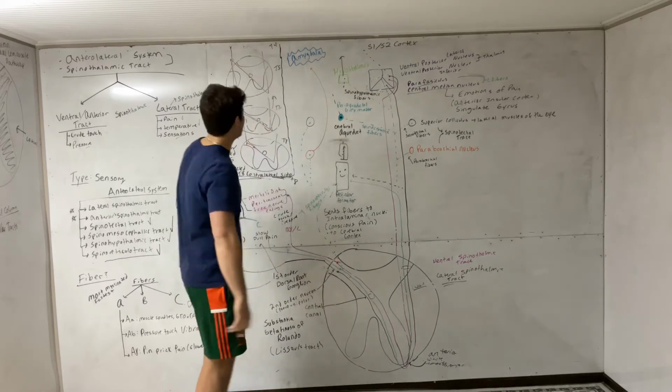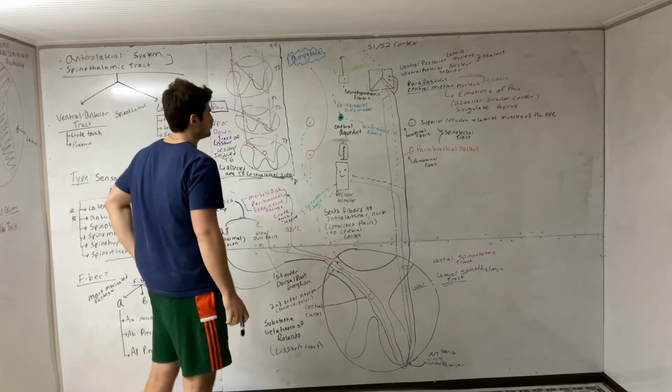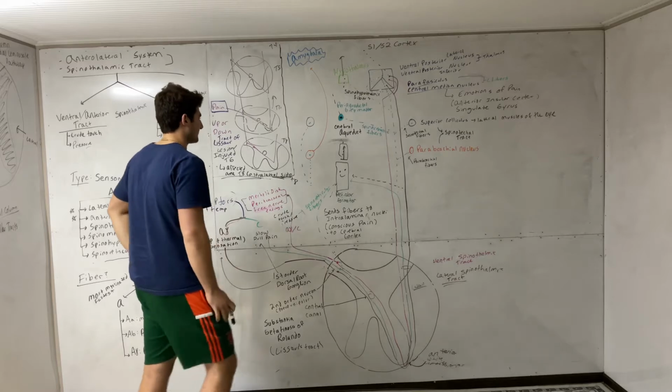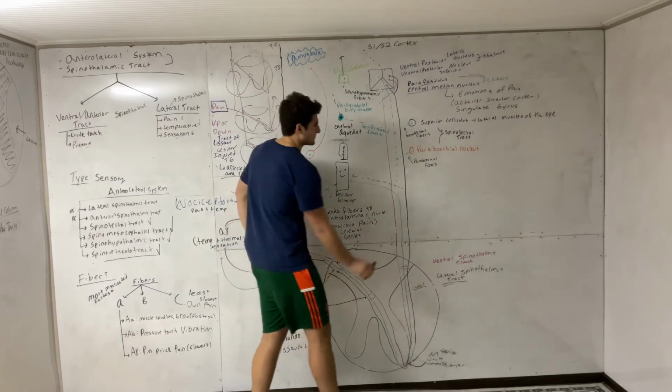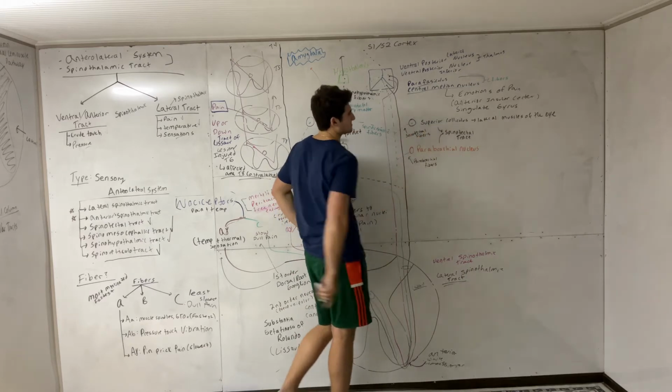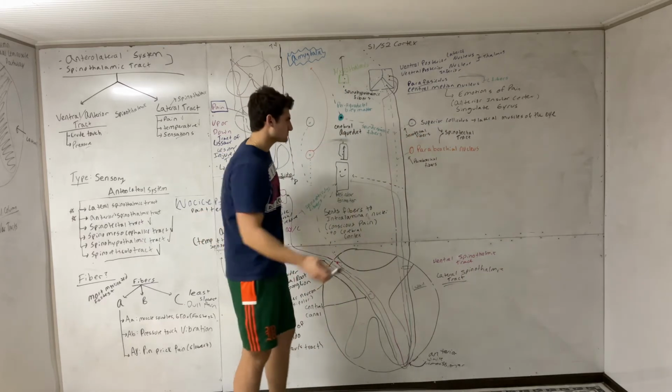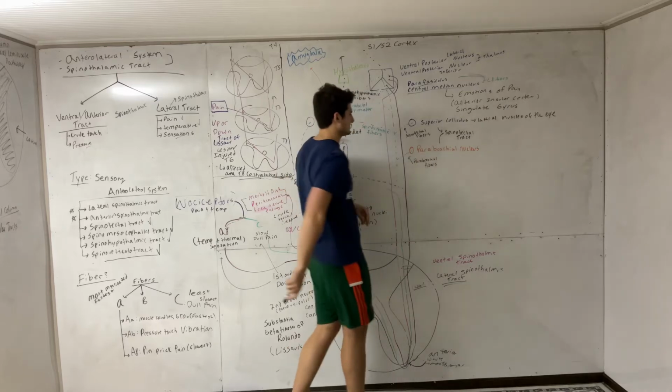Okay, that was a lot in that video. Of course, I missed one thing. Let me go over it real quick. Remember we said the superior colliculus, right? He goes to the muscles of the eye. Where does the parabrachial nucleus go?